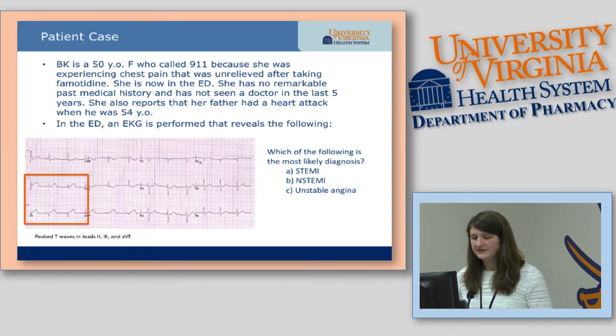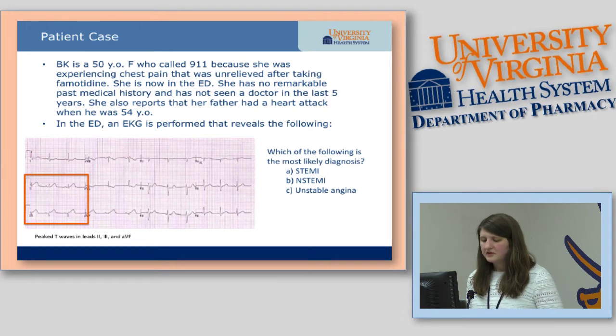In the ED, an EKG is performed that reveals the following. You can see that there are peaked T waves in leads 2, 3, and AVF. So which of the following is the most likely diagnosis? STEMI, NSTEMI, or unstable angina?